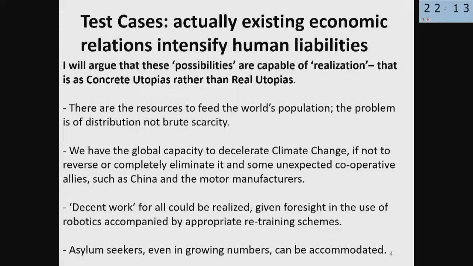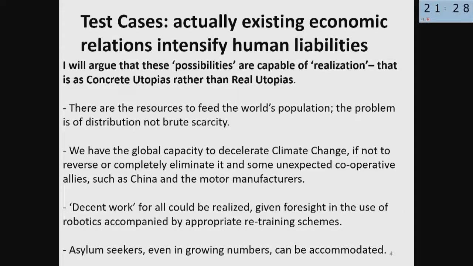And in the pursuit of this, and since the Paris Agreement of 2015, we have got some unexpected cooperative allies in this pursuit of decelerating, if not eliminating, climate change. China, and oddly enough, the motor manufacturers, who are now so ahead of the game that they've invested too much in the prototypes of non-petrol fueled vehicles, that unlike President Trump, they don't want to renege on the Paris Accord.